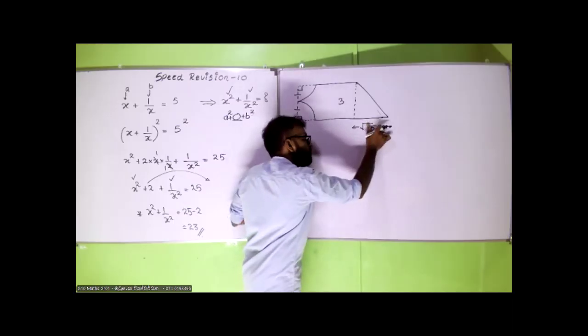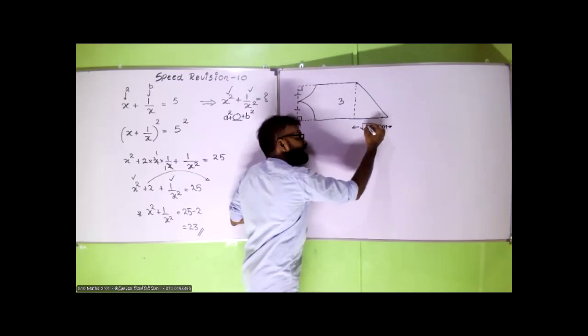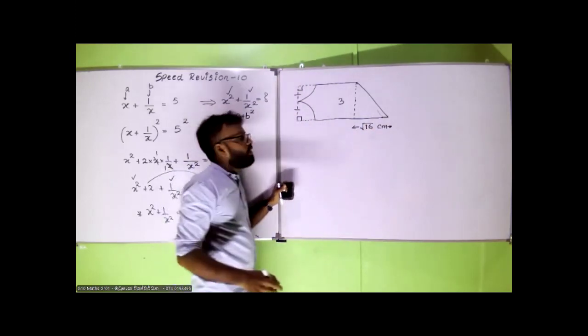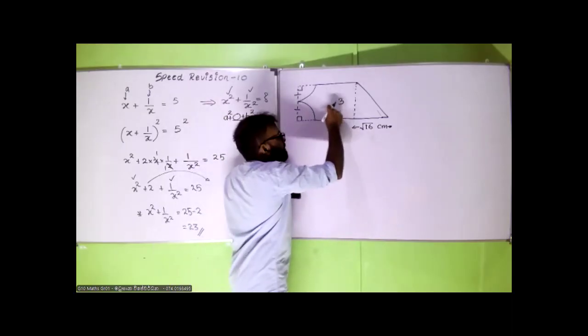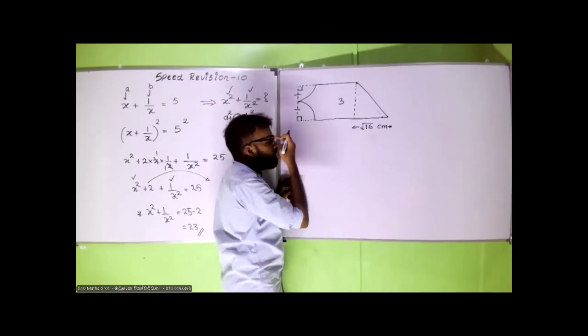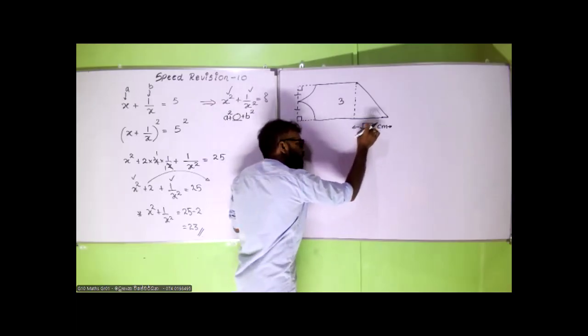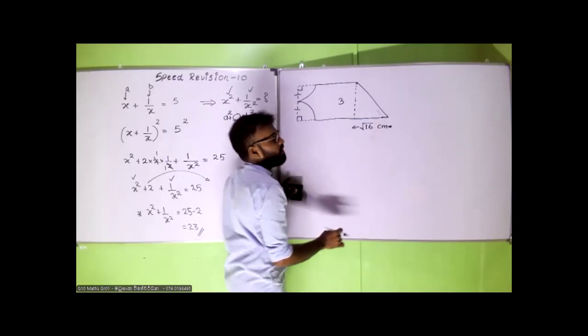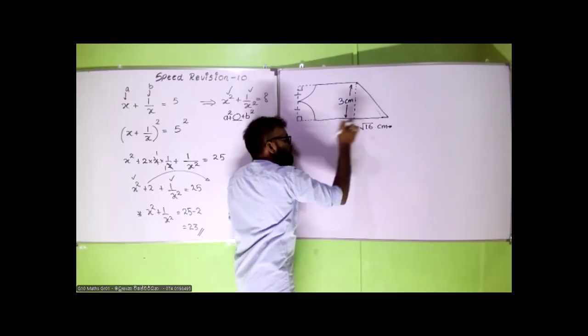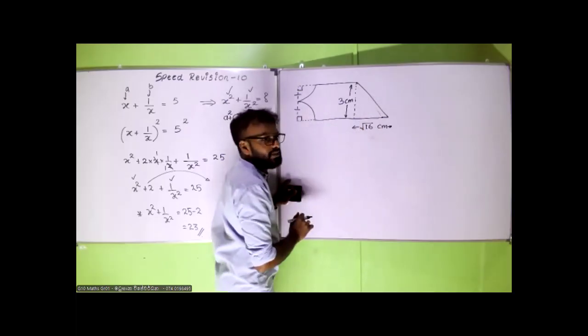Sorry, this should be 16. I will correct it and send it to you. So this should be 16, not 25. The square root of 25 should be square root of 16, and this should be 3 centimeters. Sorry for that mistake.